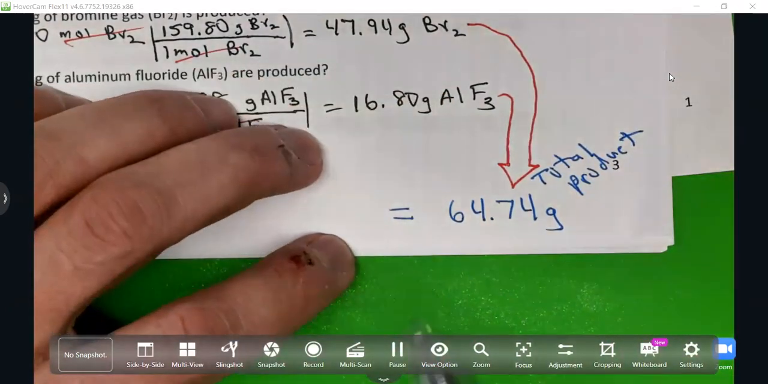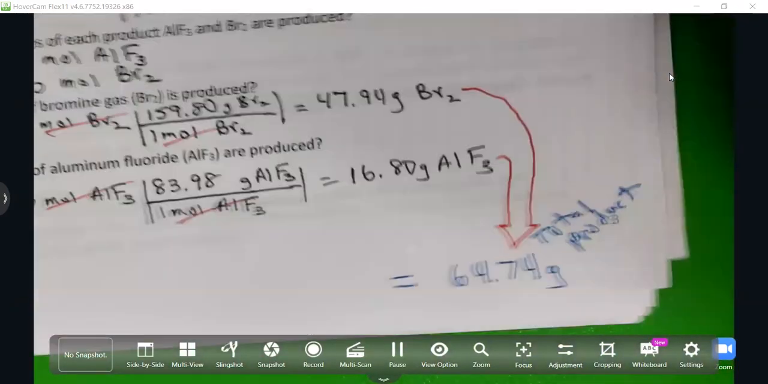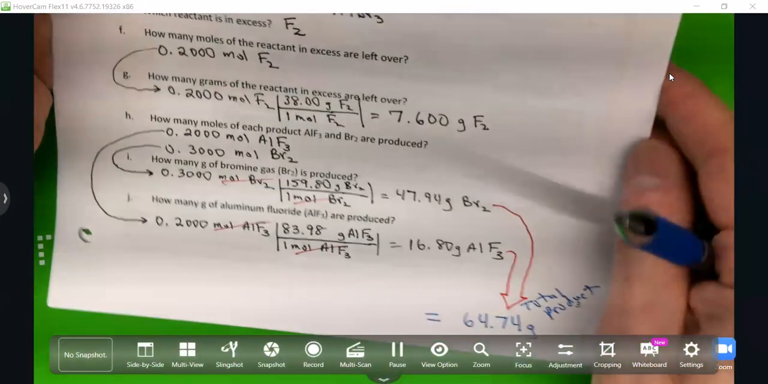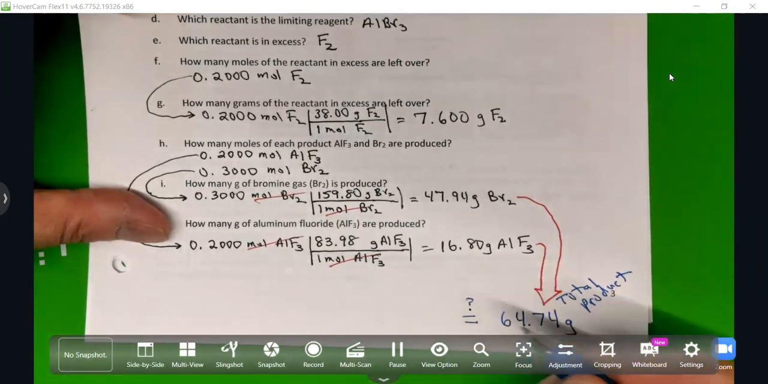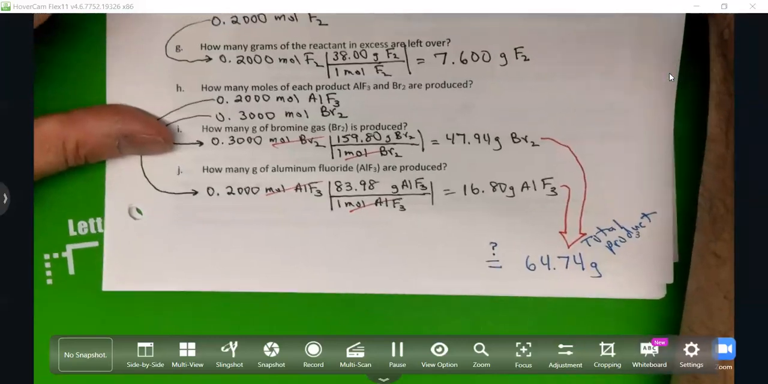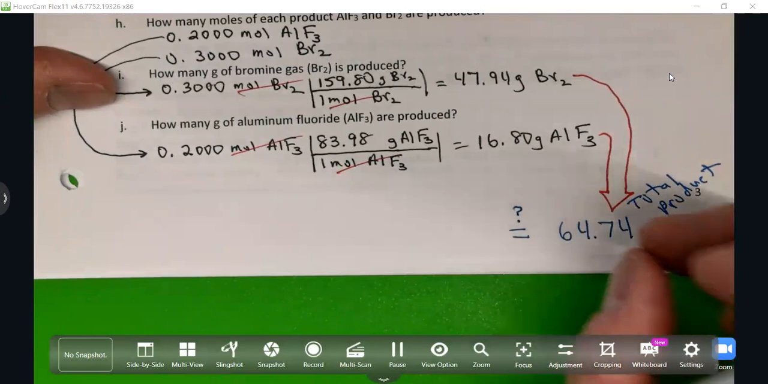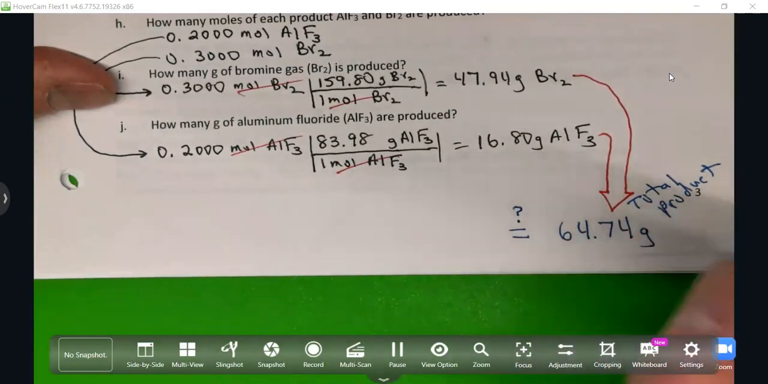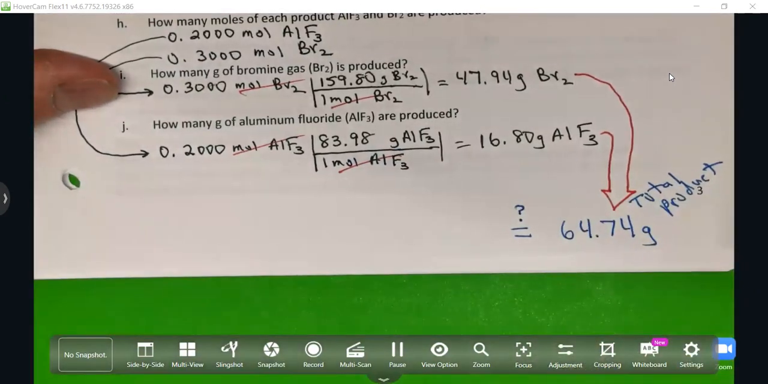Now, if the law of conservation of matter holds, which it does, that should equal the total grams of reactants that reacted. That sounds complicated, but it's not. Does that equal the total grams of both reactants that reacted? I couldn't say that 3 times fast.